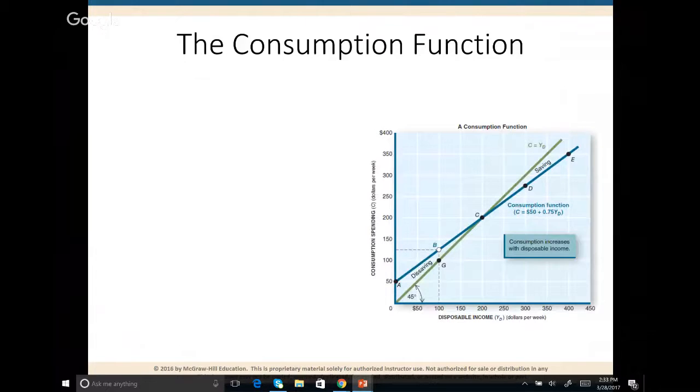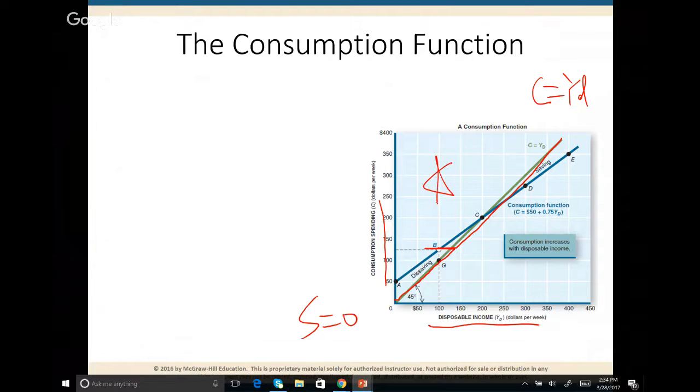On this graph, we're graphing our consumption function. On the vertical axis is our consumption spending, and on the horizontal axis is our disposable income. And then we have this 45-degree line. On this 45-degree line, your consumption is equal to income. So on this line, your saving is equal to 0. Anytime you're on this part of the line, you're going to have a negative saving. And anytime you're on this part, you're going to have a positive saving.